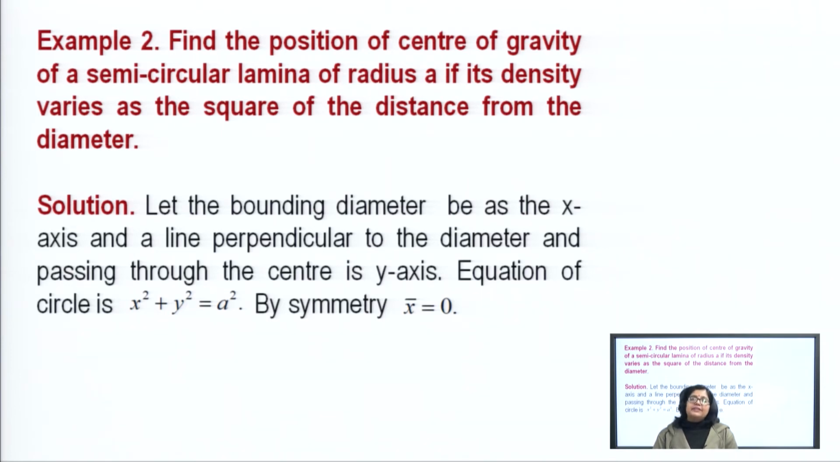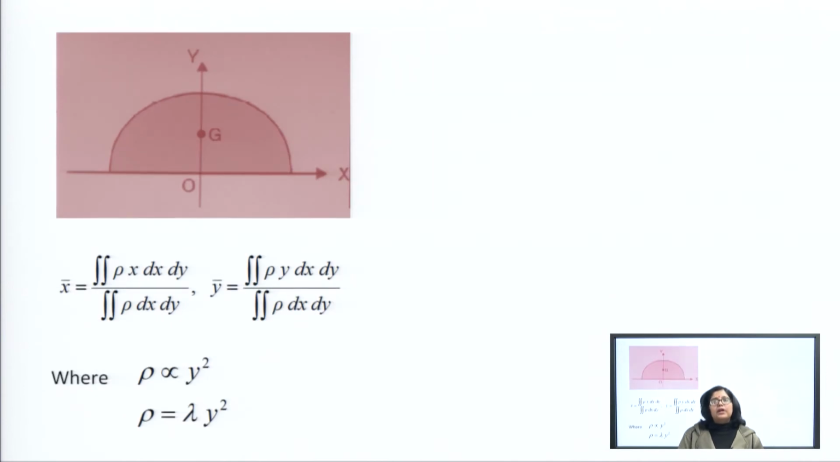The equation of the circle is x square plus y square equals a square, and by symmetry x bar is equal to 0. This is the figure of the semicircle. As G lies on the y axis, the coordinate x bar is 0 and this is y bar only. Here we only need the value of y bar because x bar is 0.